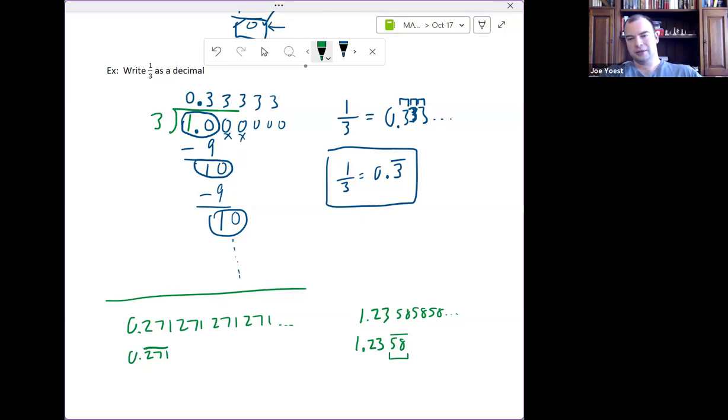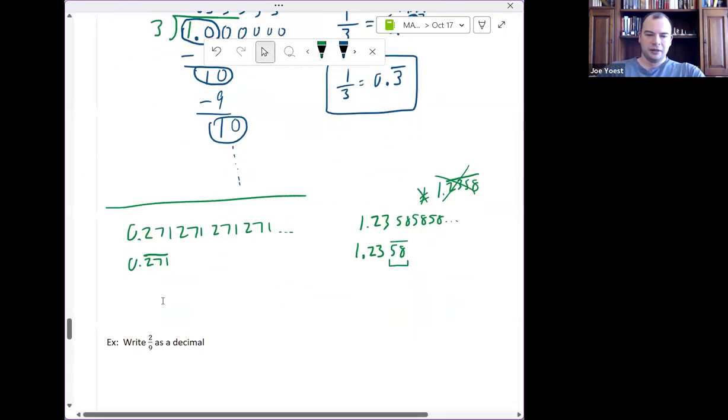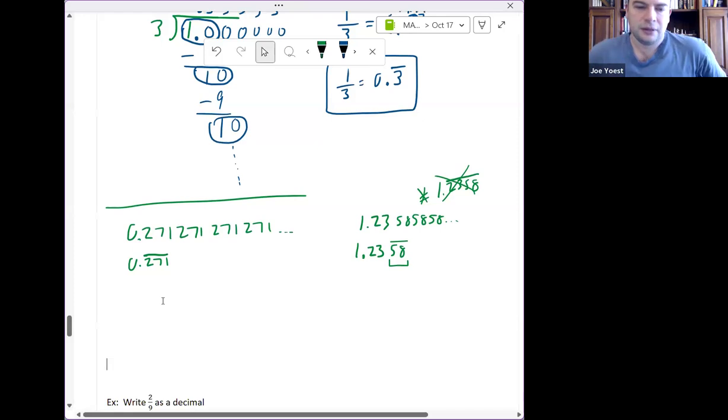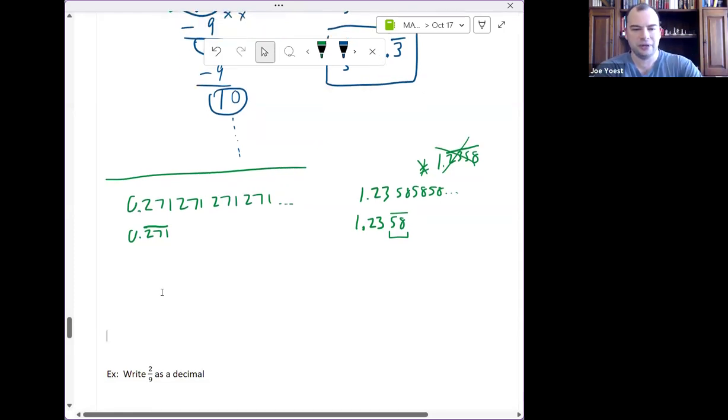So I would not write something like that, because the 2 and the 3 aren't part of the repeating group. The 58 is the thing that keeps repeating after a while, and so I write a bar over it. And the last thing I want to point out is, just because something has a recognizable pattern does not necessarily mean it repeats.